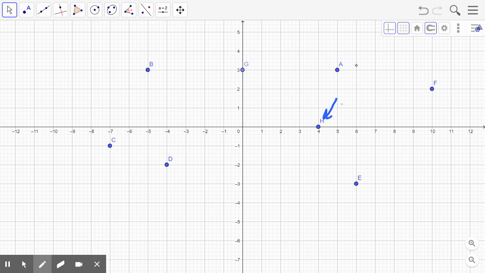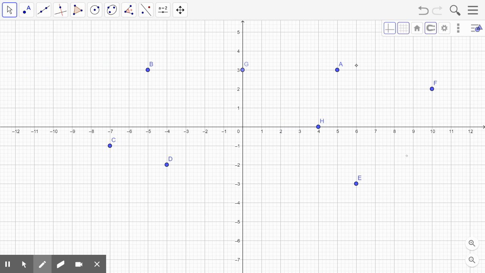H would be another good one to do. So first of all, always start at the origin. Let's count over to H. 1, 2, 3, 4 over. So I know that the x-coordinate for H is 4 to the right. That's +4. Now I don't have to go up or down. This is on the x-axis. So the y-coordinate is 0. So the coordinates for point H would be (4, 0).